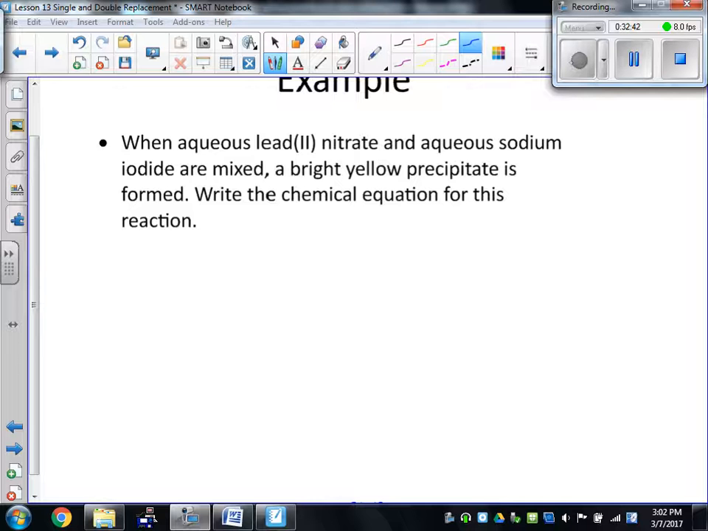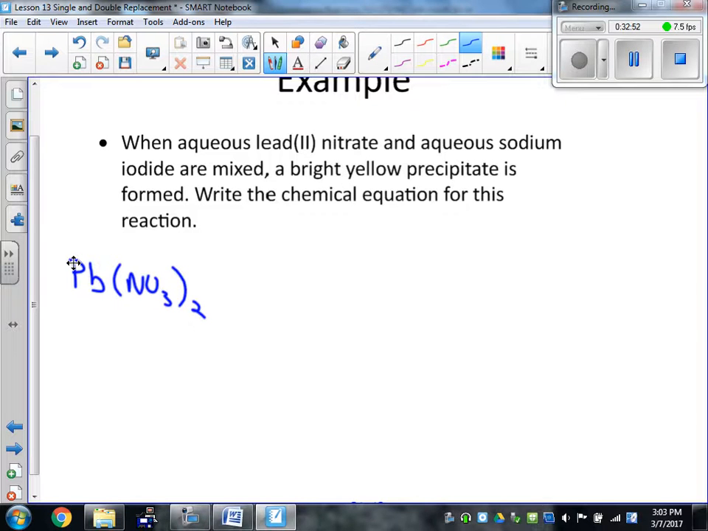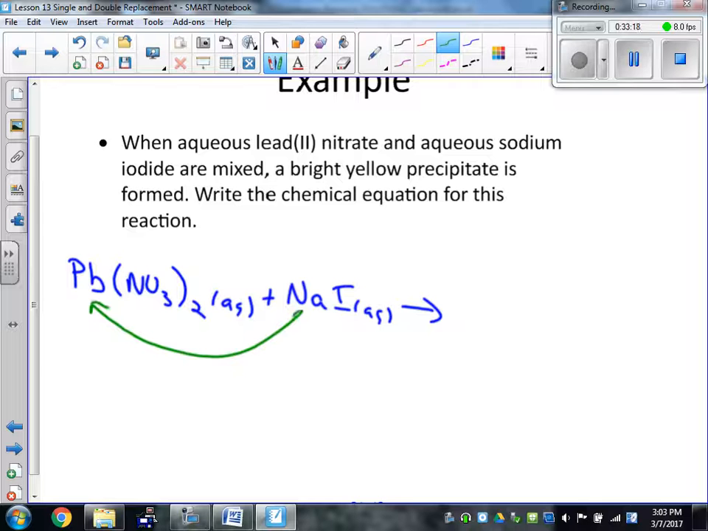Let's see. So aqueous lead 2 nitrate, 2 plus, 1 minus, swap and drop, brackets, aqueous, and sodium, 1 plus, iodide, 1 minus, aqueous, gives me, once again, the metal parts, the 2 positive ions will switch places. So we are going to switch Na and Pb. Okay?